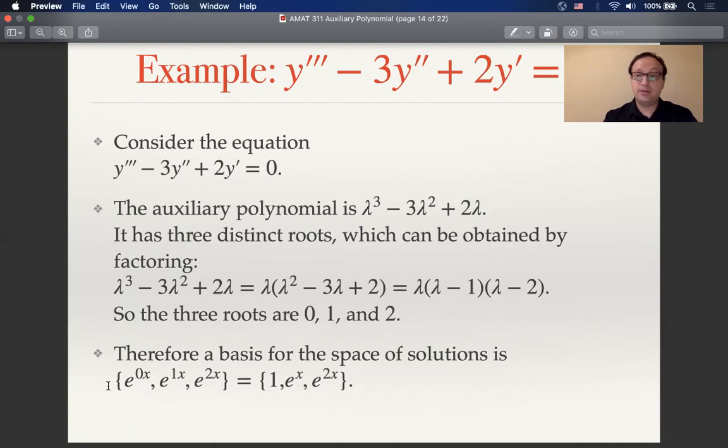So these really are three distinct roots, 0, 1, and 2. There's no repetition on the list. And therefore, there are three of them, three distinct roots. So a basis for the space of solutions consists of these three exponentials, e to the 0 times x, e to the 1 times x, and e to the 2 times x. Or in other words, e to the 0 times x is 1, e to the 1 times x is e to the x. So we got the basis made of the three functions 1, e to the x, and e to the 2x.